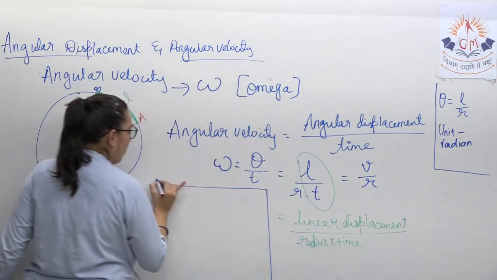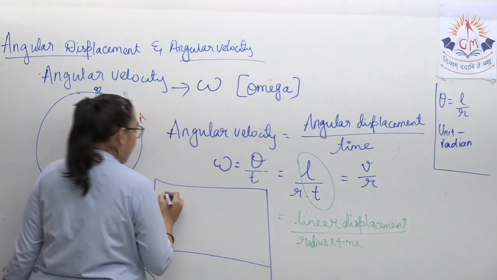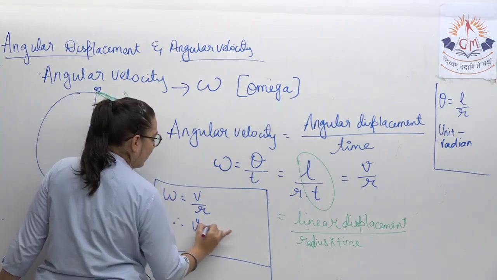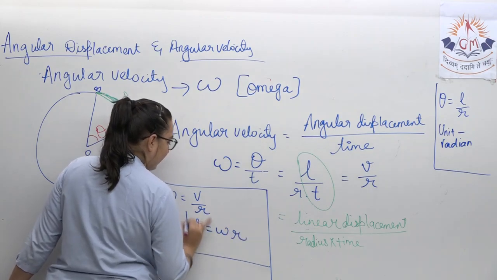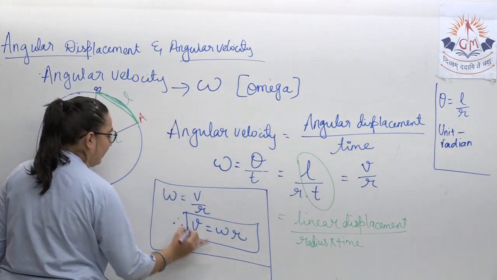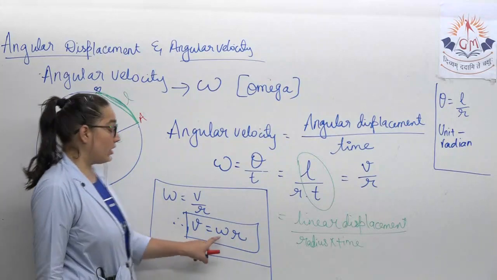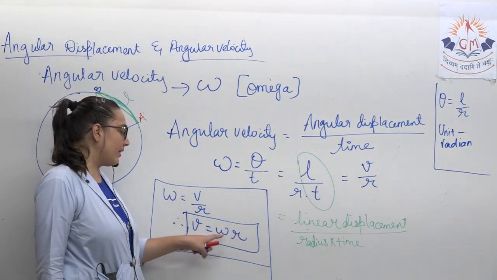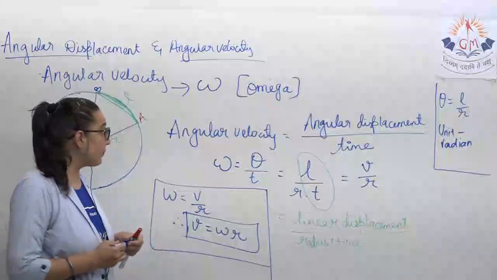Therefore, you have one new concept. If omega is equal to V by R, then V is equal to omega R. This is the relation between the linear velocity and the angular velocity. Linear velocity is R times the angular velocity.